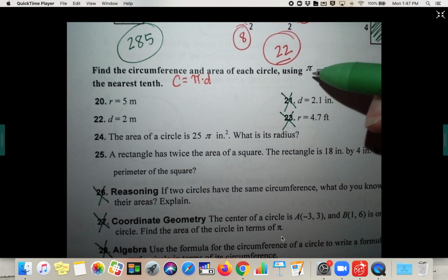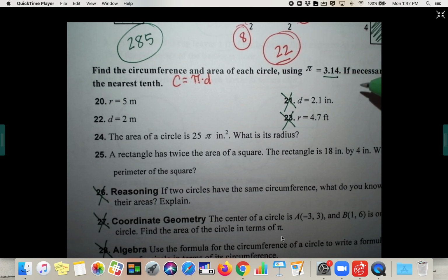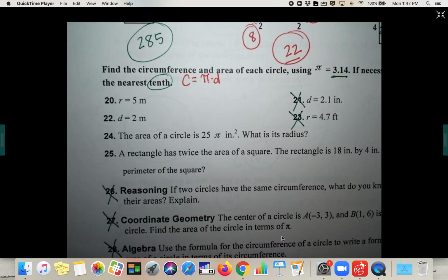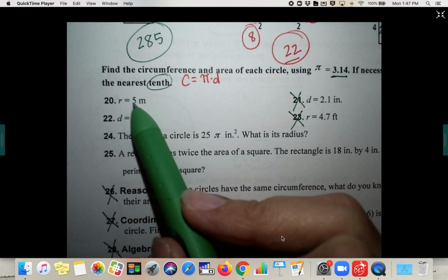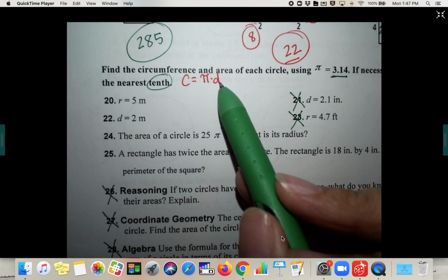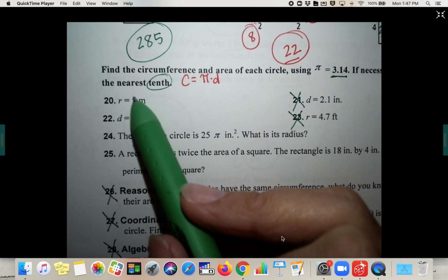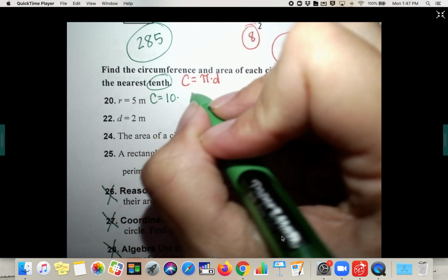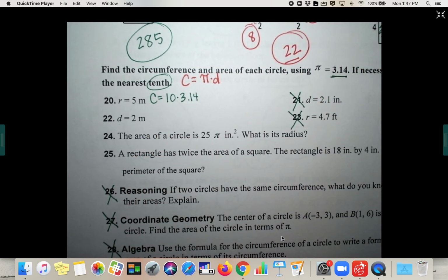And this time it actually wants us to use 3.14 for pi. So instead of leaving it in terms of pi, we're actually going to read the directions, use 3.14, and if necessary, round to the nearest tenth. So it's probably good to practice that too. So if the radius is 5, we need it to be the diameter. So we are going to double 5 and make it 10. So the circumference is 10 times 3.14.